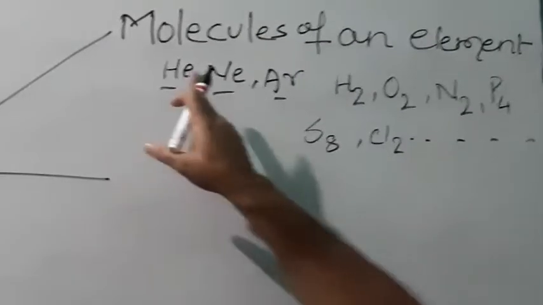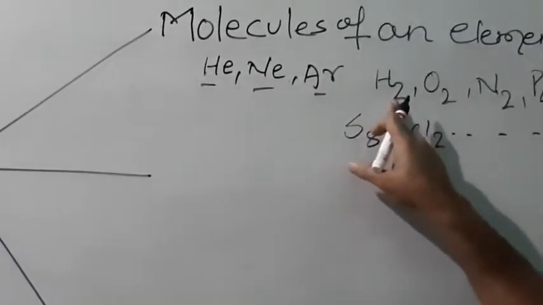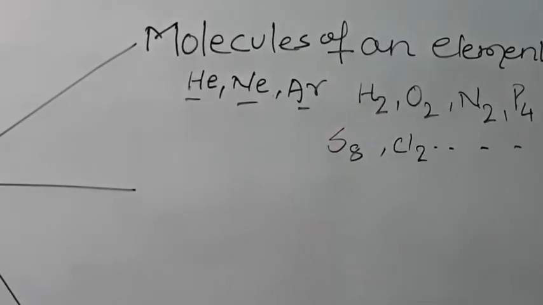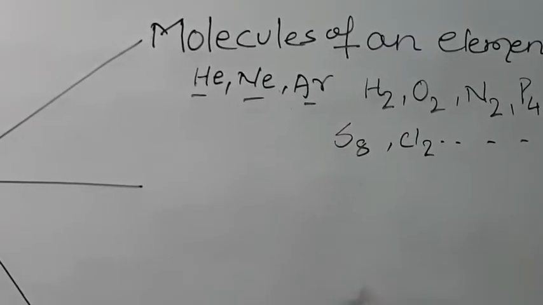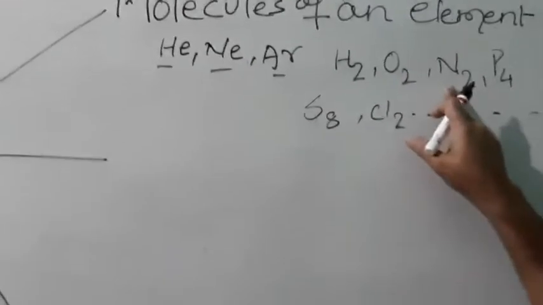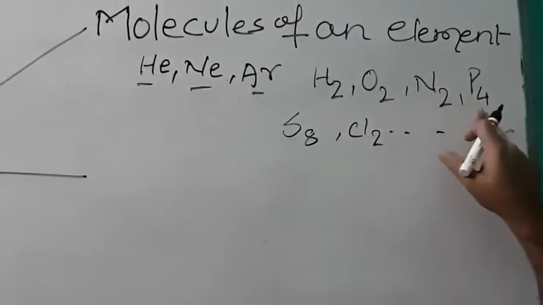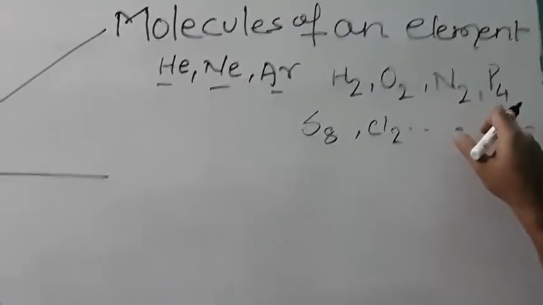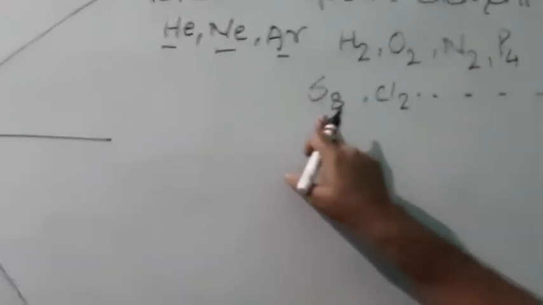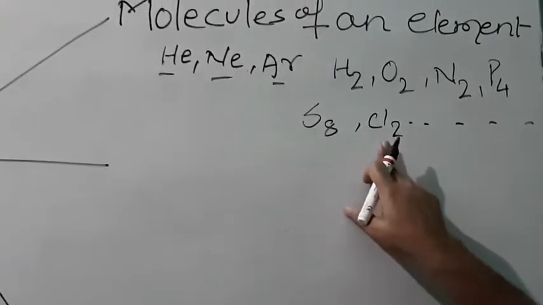But here this hydrogen molecule, there are 2 atoms. In one molecule of hydrogen there are 2 atoms. One molecule of oxygen contains 2 atoms. One molecule of nitrogen consists of 2 nitrogen atoms. One molecule of phosphorus consists of 4 atoms. One molecule of sulfur consists of 8 atoms. One molecule of chlorine consists of 2 atoms.